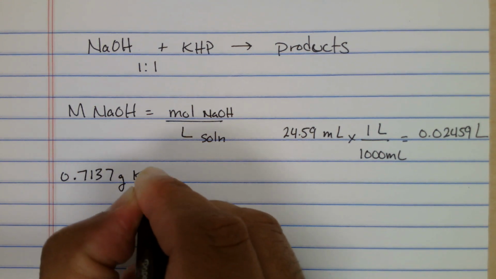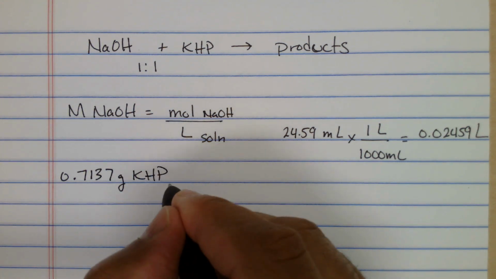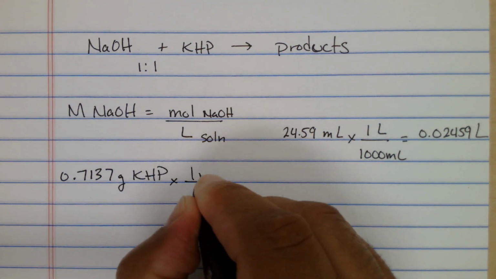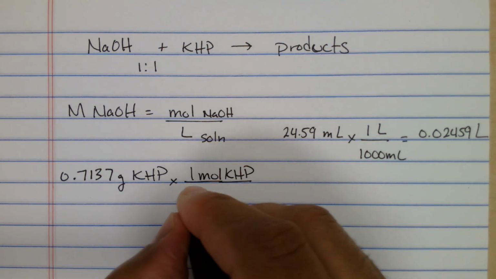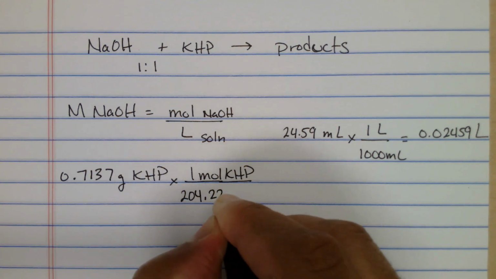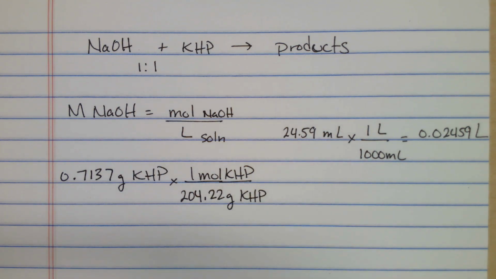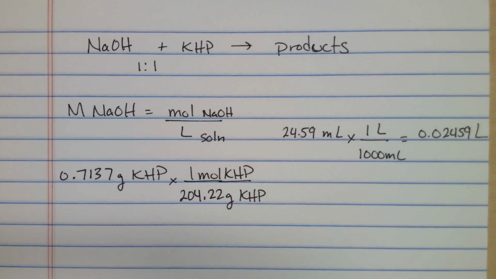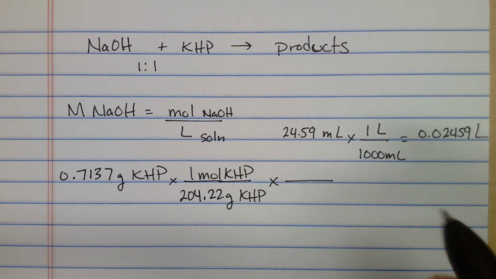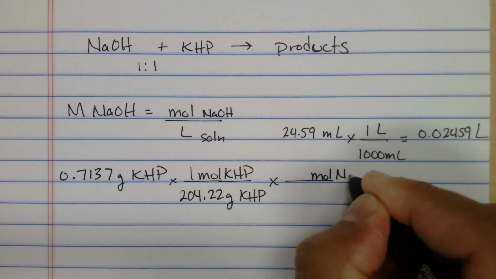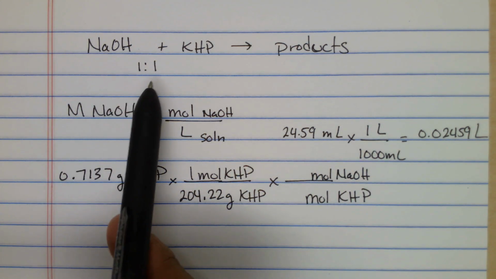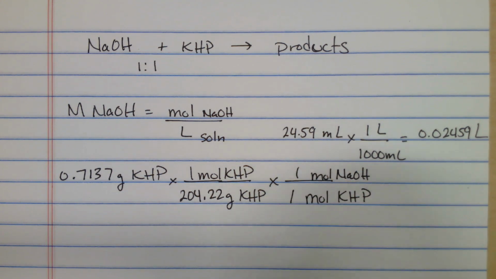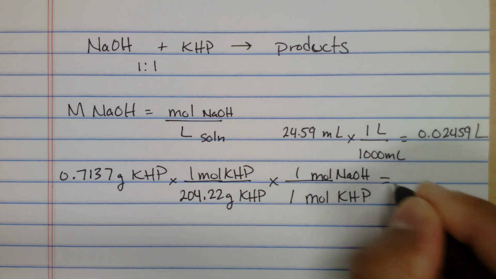So in the problem, they tell us we have 0.7137 grams of the KHP, and we'll convert that to moles. And the molar mass here is 204.22 grams of KHP. And I'll go to 2 decimal places, which is pretty common. And then we'll do some stoichiometry. So here's the moles of KHP present. We'll convert to the moles of the NaOH and cancel moles of the KHP. And again, in the problem, we're told that the stoichiometry is a 1-to-1 ratio. So pretty simple.